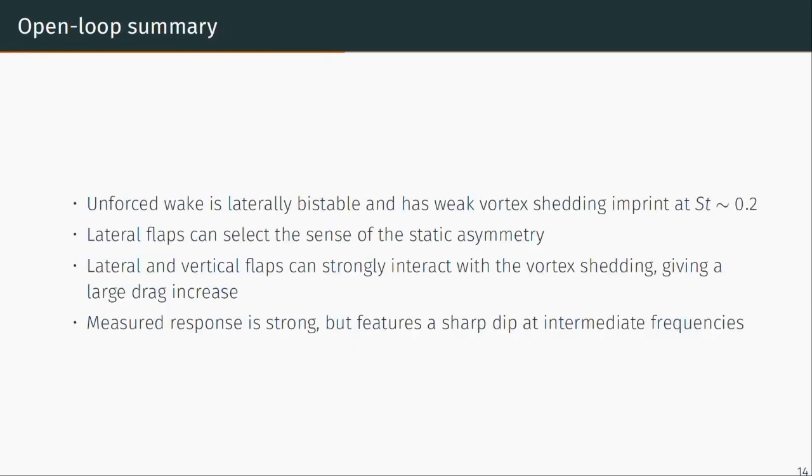So, just to summarize the effect of our open loop forcing, we see that the unforced wake is laterally bistable, and sort of monostable in the up-down configuration. It has these very weak vortex shedding imprints that we can measure with the base pressure, but if we force the wake at this same frequency, we see a very strong excitation of the flow.